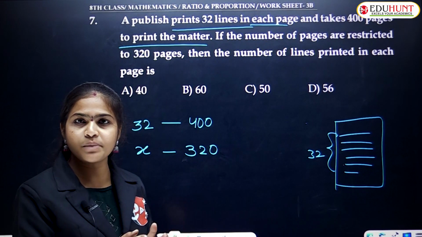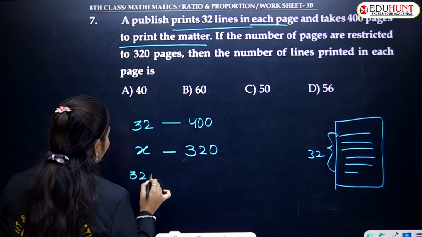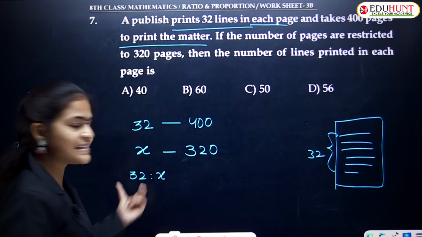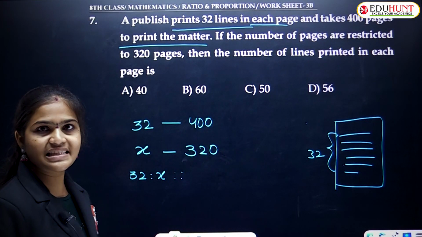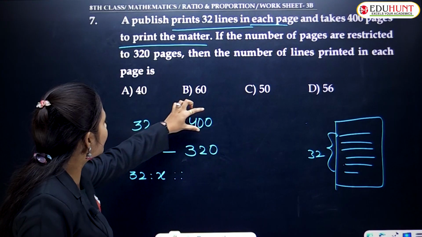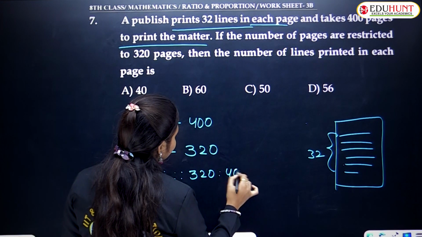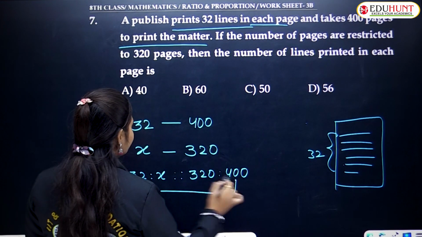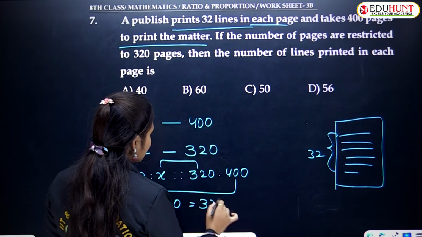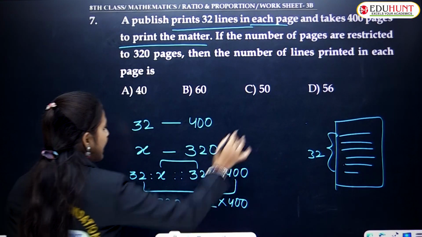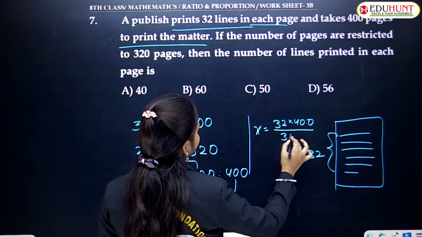So this is in which proportion? Inverse proportion. As per this, 32 is to x. For the number of lines, we have to take the inverse ratio of 400 and 320. That's why it is 320 is to 400. Clear? From this, x equals 32 into 400 by 320.